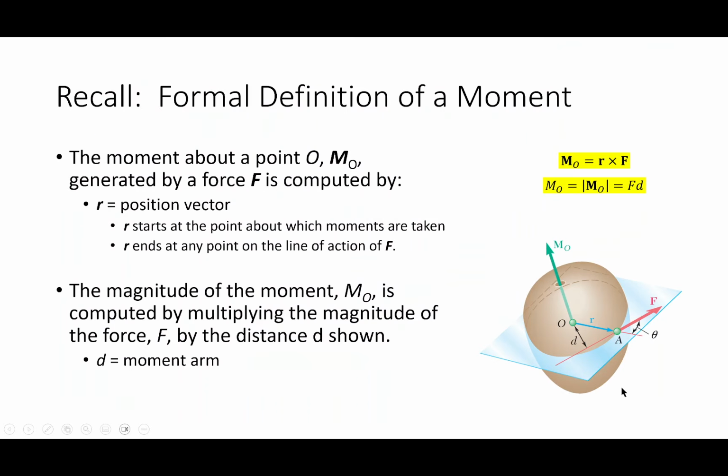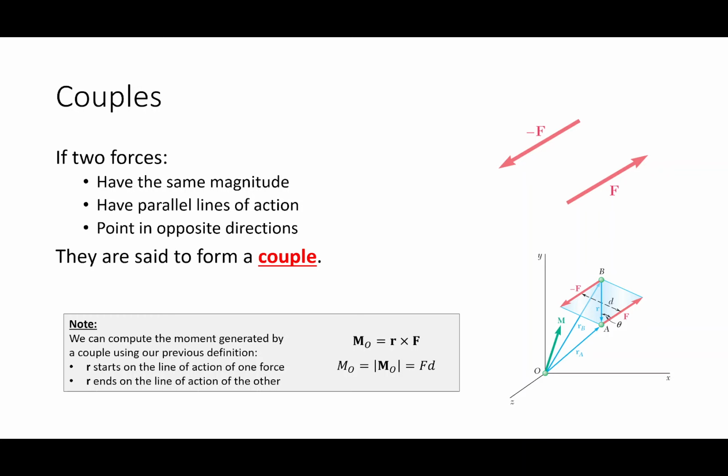Okay? So let's talk about force couples. So if I have 2 forces, let's say the 2 forces here on the board or the 2 forces here on the screen, they have equal magnitude, parallel lines of action, but they point in an opposite direction. They are said to form a couple. Okay? So these 2 forces here, I have a line of action, parallel. One's pointing down, one's pointing up. They have equal magnitude. They are said to form a force couple.